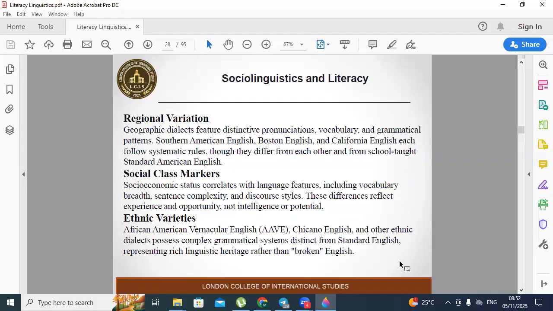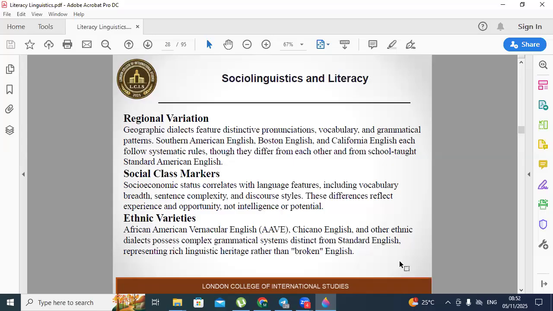So, sociolinguistics and literacy: regional variation, social class markers, ethnic varieties. Let's examine the three types of language variation more closely, with specific examples that illustrate their systematic nature. Starting with regional variation, geographic dialects feature distinctive pronunciation, vocabulary, and grammatical patterns that are completely systematic and rule-governed.